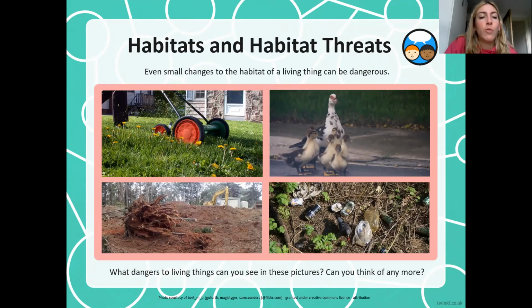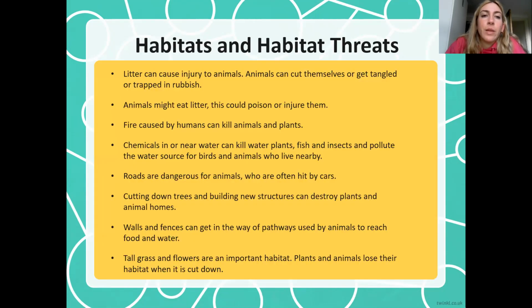Have a think of what the dangers are. What are we doing to the world and the habitat of those around us? Litter can cause injury to animals. Animals can cut themselves or get tangled or trapped in rubbish. Animals might eat litter. This could poison or injure them.